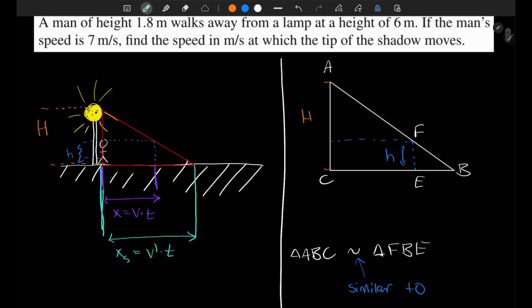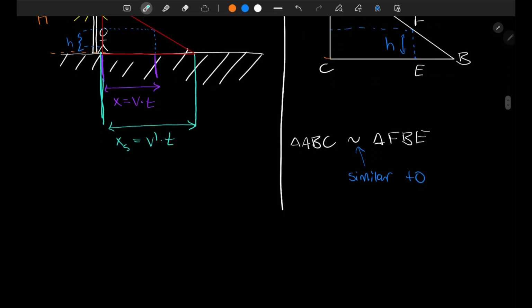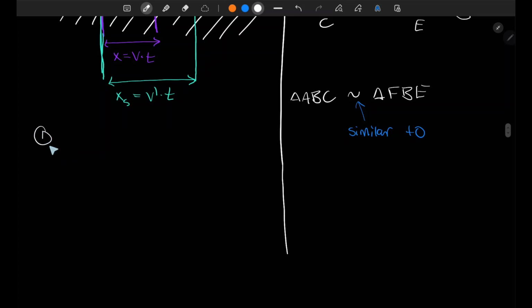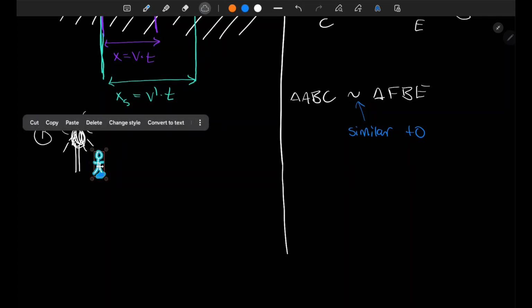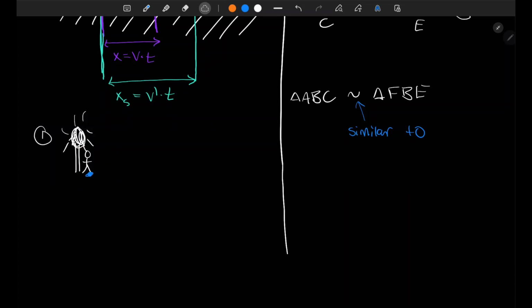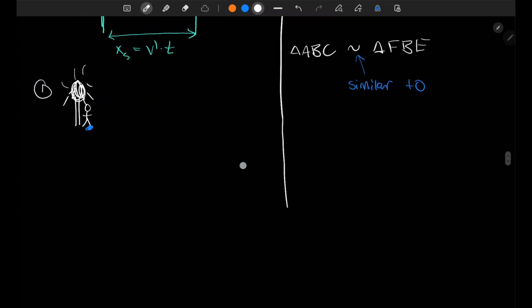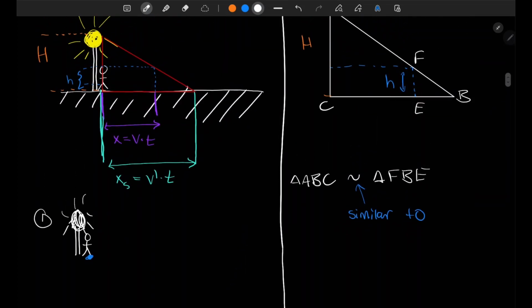The reason for that is because this man initially is walking here, right? So let's actually draw what's going on frame by frame. So in frame 1, we have this lamp, and it's shining, and we have the man standing right below the lamp, right? So what does his shadow look like? His shadow looks like that. If you were right below the lamp, his shadow would be that blue thing right there, right? So the shadow is right below him.